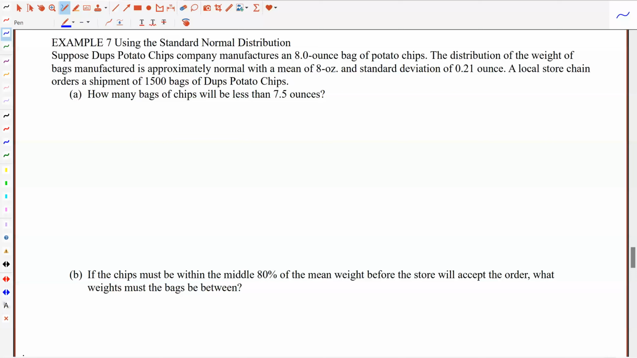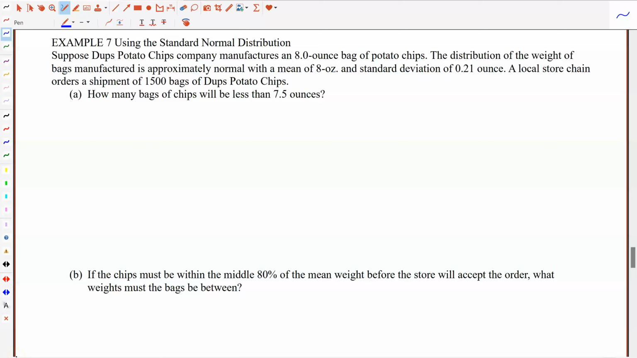Suppose Dup's Potato Chips Company manufactures an 8.0 ounce bag of potato chips. The distribution of weight in the bags manufactured is approximately normal with a mean of 8 ounces and a standard deviation of 0.21 ounces. A local chain store orders a shipment of 1,500 bags of the Dup's potato chips. So the first question is, how many bags of chips will be less than 7.5 ounces?